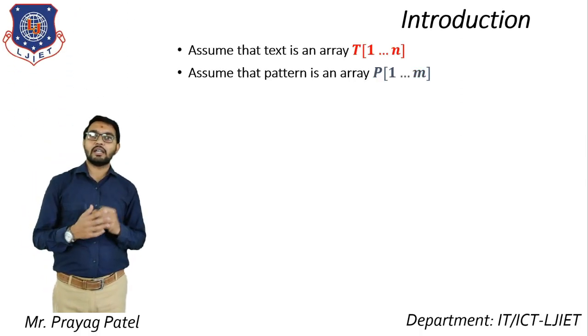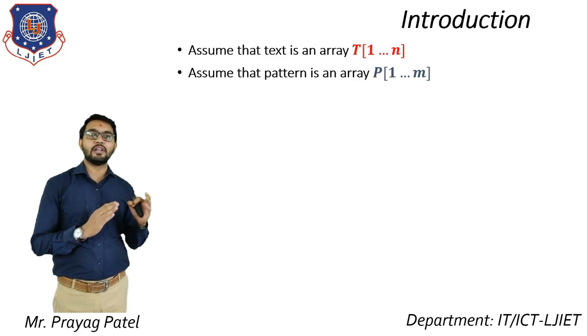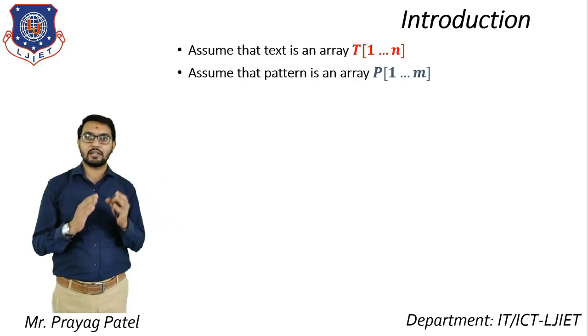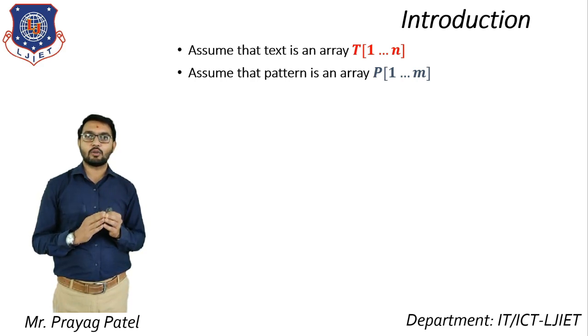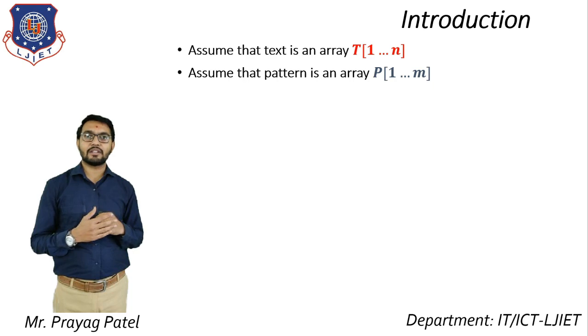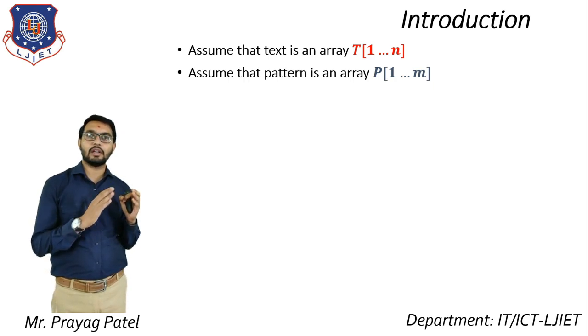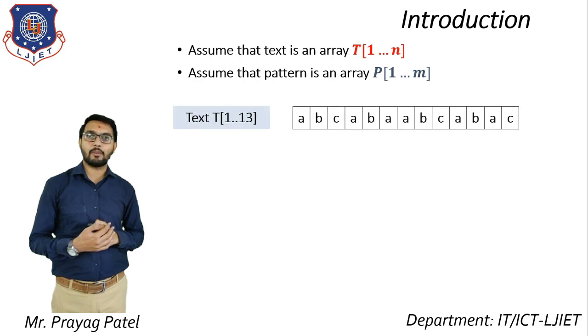Now assume the text is an array T[1 to n], meaning the given text length is n. So the text locations run from 1 to n. Now consider the pattern. Assume the pattern is an array P[1 to m], so the length of the pattern is m. So the text is considered from 1 to n and the pattern from 1 to m.